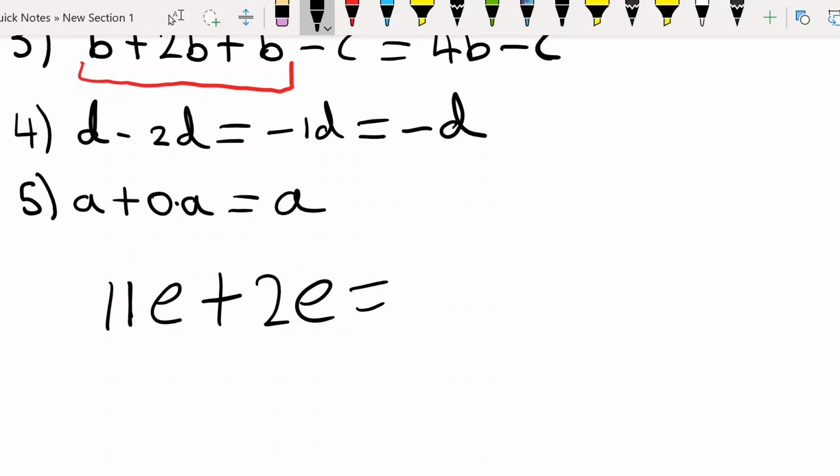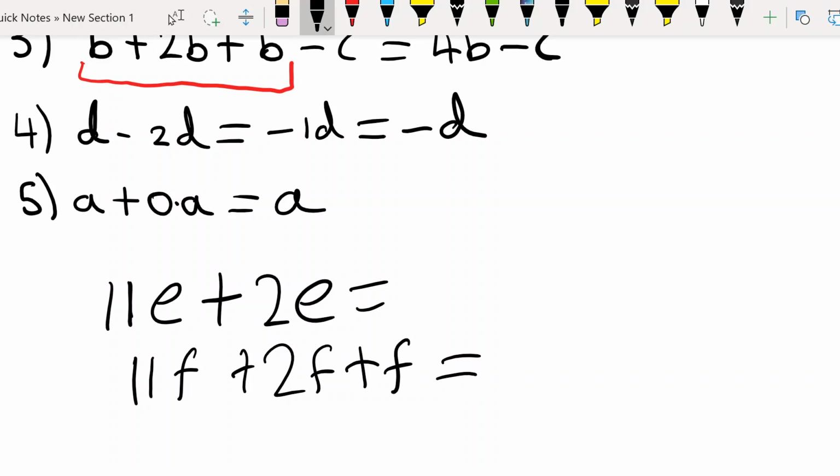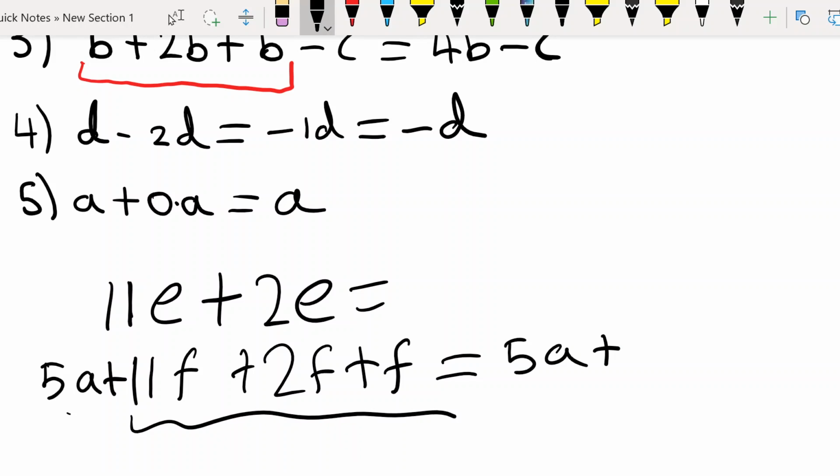Remember the rule for mixing? You can't mix them. So you can't mix the letters. You still have to write them out in full. So 11F plus 2F plus 1F, plus say 5A is equal to, remember? So you deal with the A's, so 5A, and then you deal with the F's. 11, 2, 1, 11, 12, 13, 14. Okay? Don't forget to write it on the end, okay?